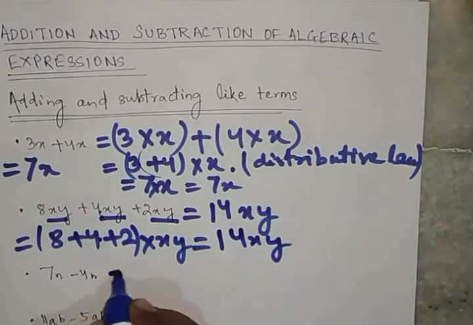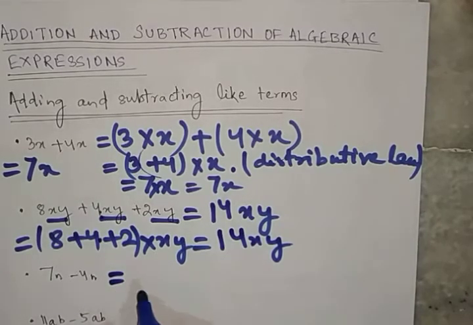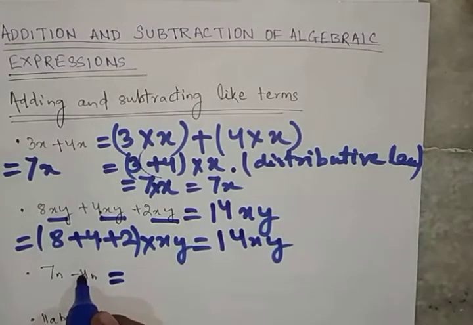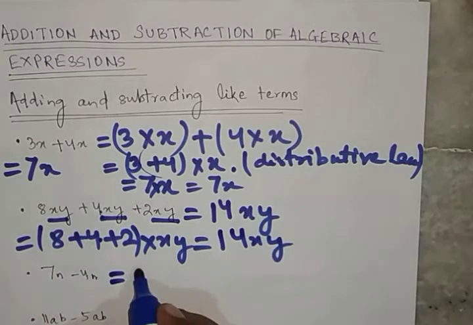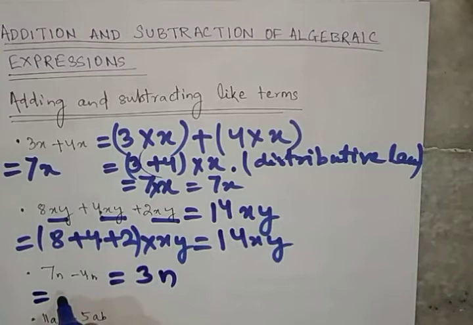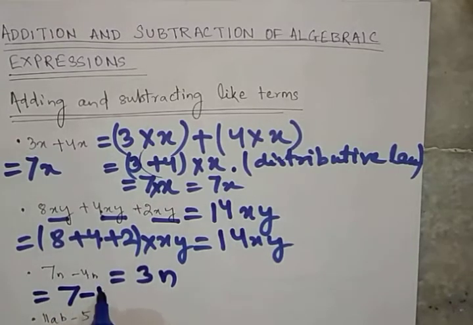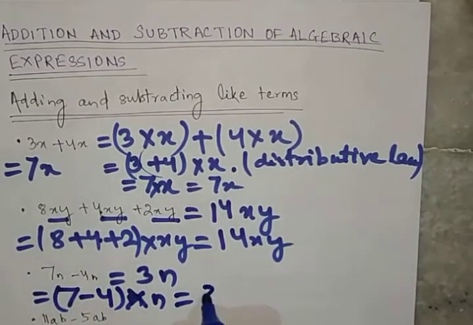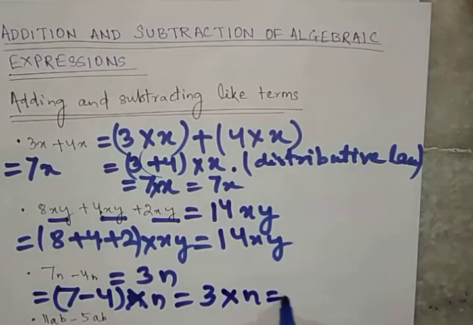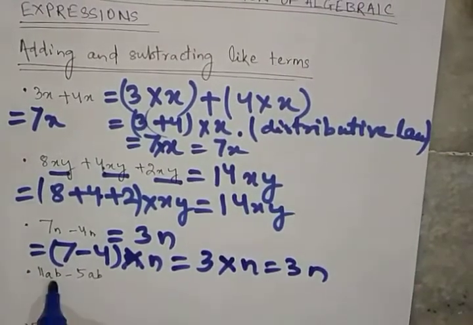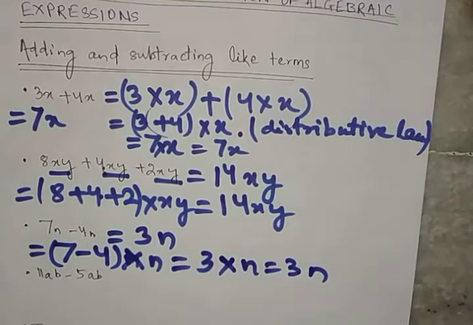Now 7n minus 4n. What can you do? The same thing. You subtract the number from the number. 7 minus 4 is how much? 3n. Or using the distributive law, 7 minus 4 whole into n. So 7 minus 4 equals 3 into n. What did you get? 3n. Like that you can do 11ab minus 5ab.